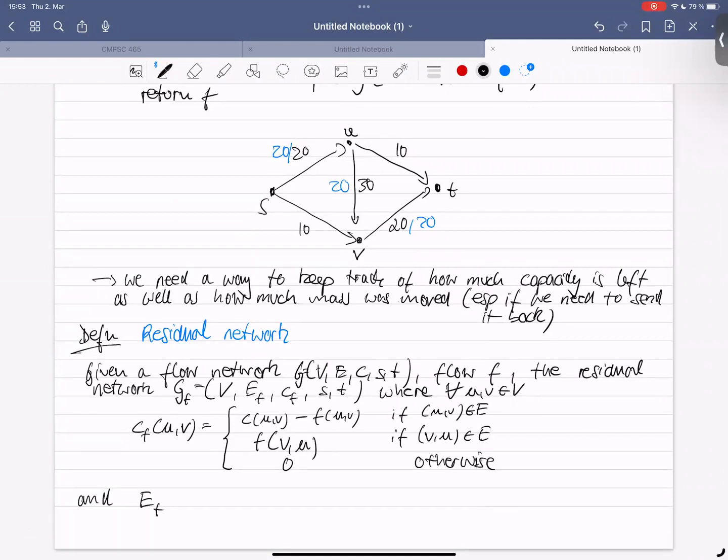And this defines our set of edges. EF is simply all pairs of vertices that have a positive residual capacity. This is what we call residual capacity. Our set of edges is simply defined on the pairs of vertices for which this residual capacity is strictly positive. Only those are really meaningful edges to us. So EF is equal to all UV elements of all pairs such that the residual capacity along UV is greater than zero.